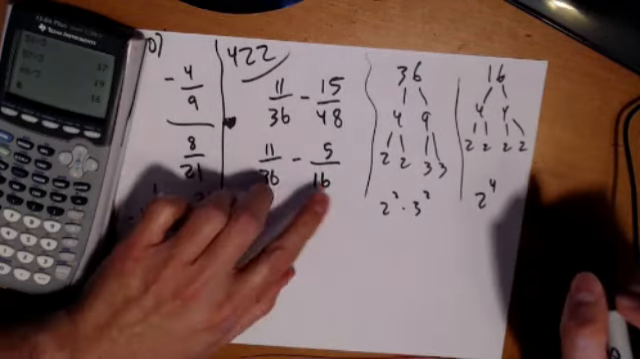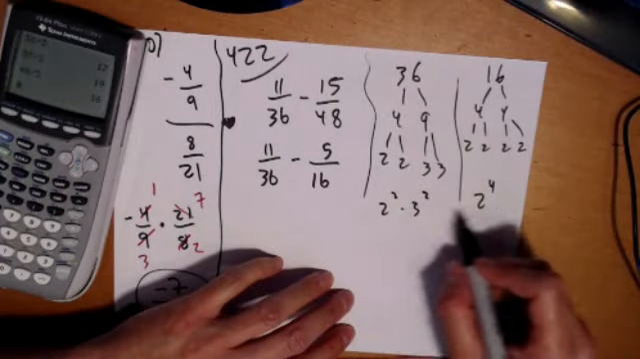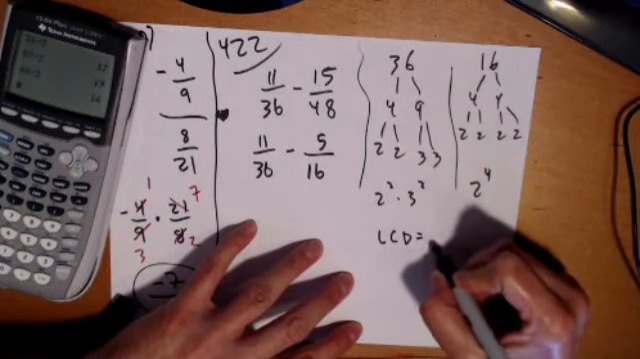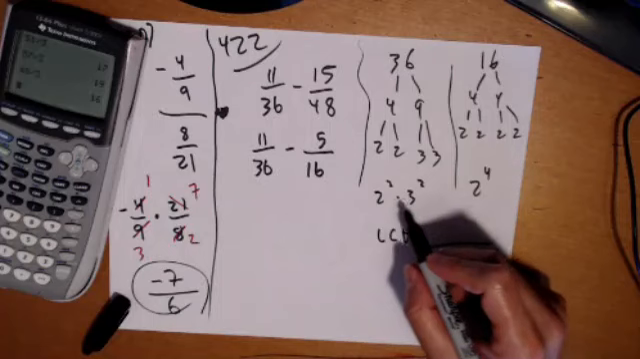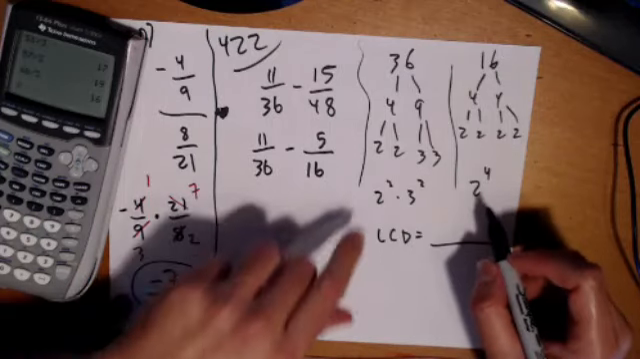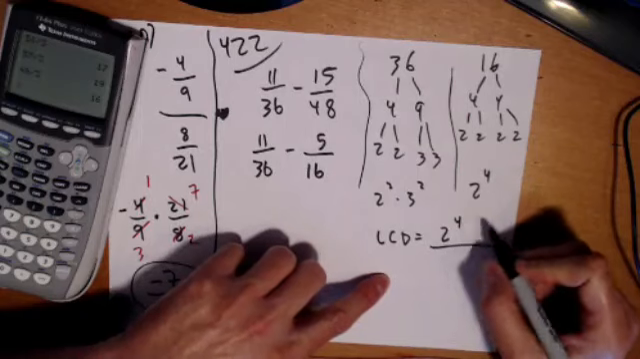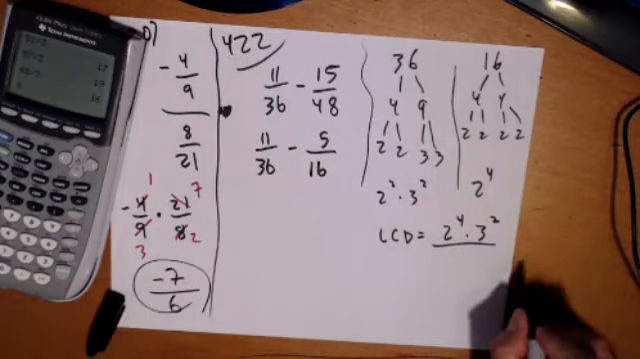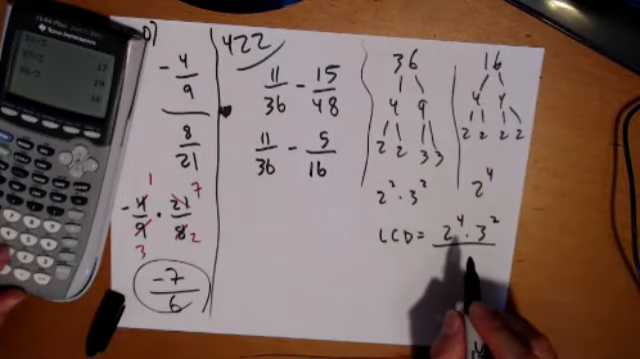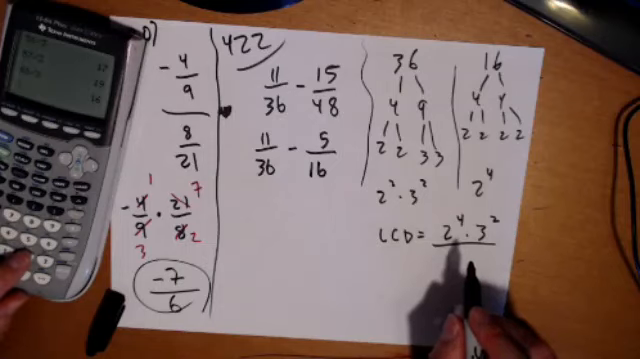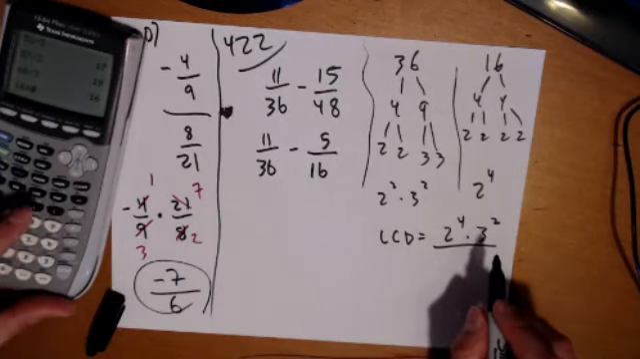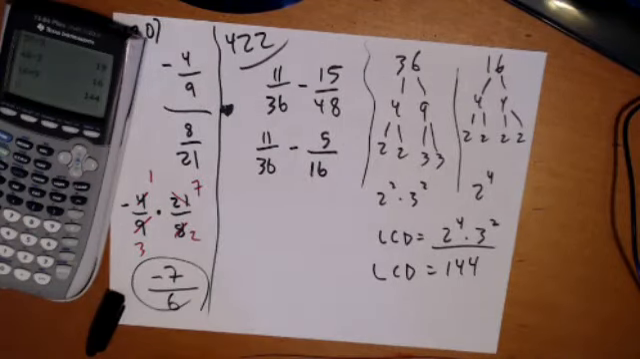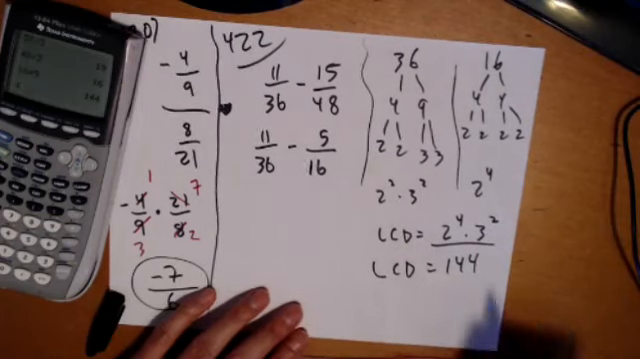Okay, so what do these both go into? I see some 2 stuff, I see some 3 stuff, and you just got to take the biggest. I see a 2 squared, I see a 2 to the 4th. We're going to have to take the biggest, 2 to the 4th. I see some 3 squared, I see some not 3 stuff, take the biggest, times 3 squared. So that's 2 to the 4th, which on your calculator is 16, times 9. 16 times 9 is... LCD is 144. Okay, so that's our common denominator, 144.